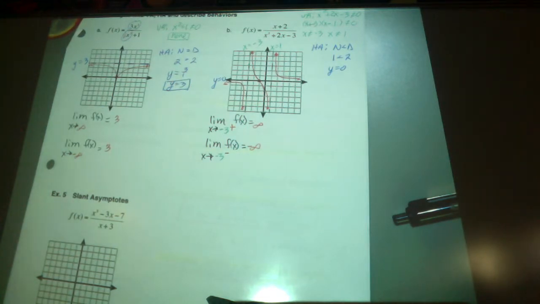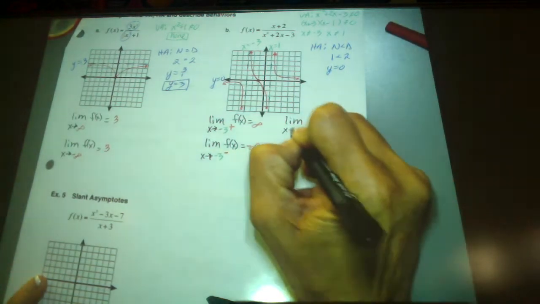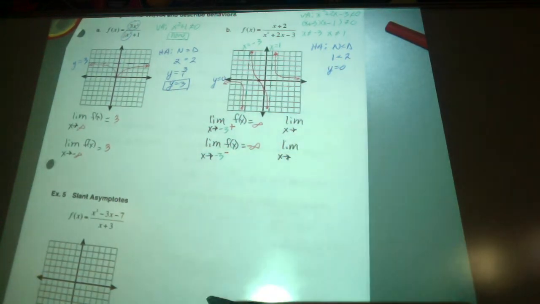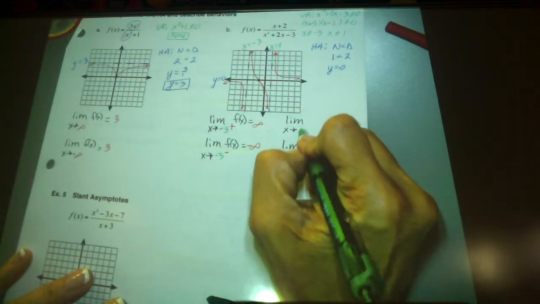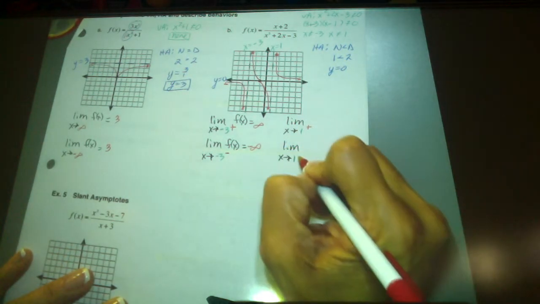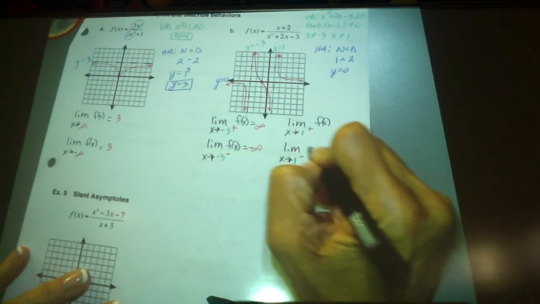Now we have to look at the vertical asymptote at +1. We're going to approach that from both sides. So the limit as x approaches +1, I'm going to approach it from the right and from the left. And both of these are f of x.